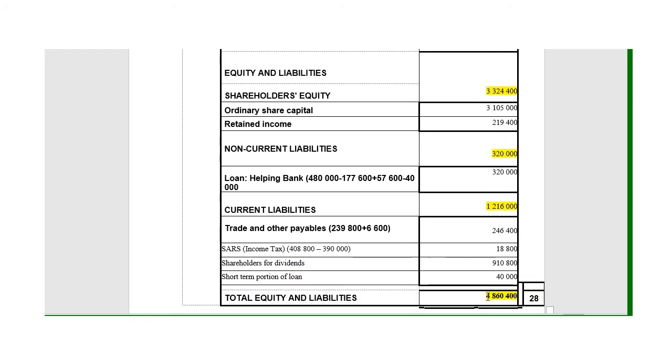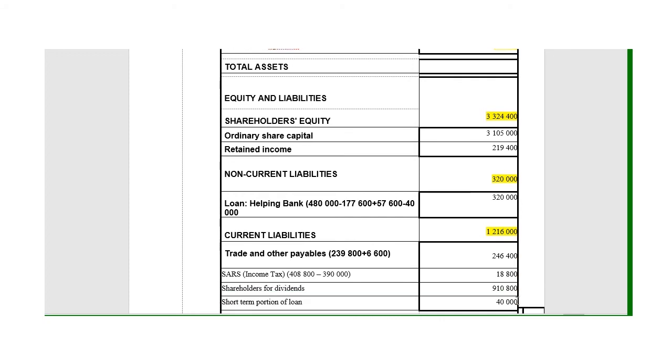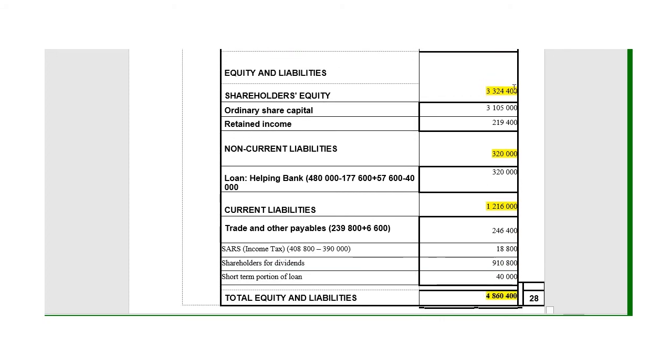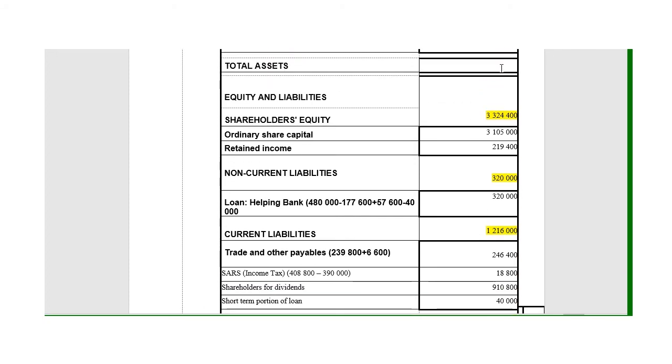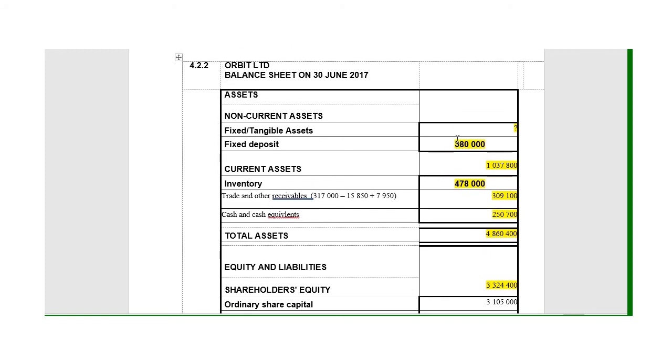Whatever the total of the equity and liabilities is should equal the total of assets. So whatever I got here, I'm simply going to copy up to the total assets. So the total assets will therefore also be 4,860,400. Good, so now let's just take all these highlights away.